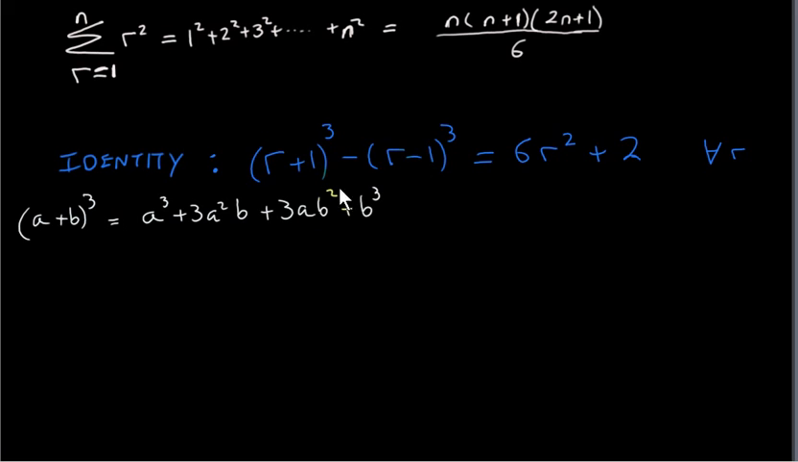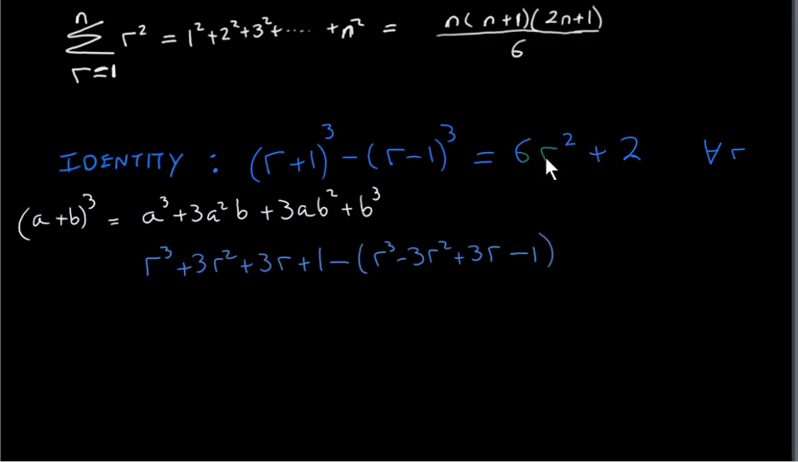So if we look at the left hand side here, we have r plus 1 cubed, so we've the first term cubed is r cubed, plus 3 times the first squared by the second term, 3r squared by 1, plus 3 times the first term, which is r times the second term squared, 1 squared, plus the second term cubed, 1 cubed is 1. Then we have a minus sign. We cube the first term, plus 3 times the first squared by the second, that's going to give minus 3r squared, plus 3 times the first term by the second term squared, that's going to give plus 3r, plus the second term cubed, minus 1 cubed is minus 1.